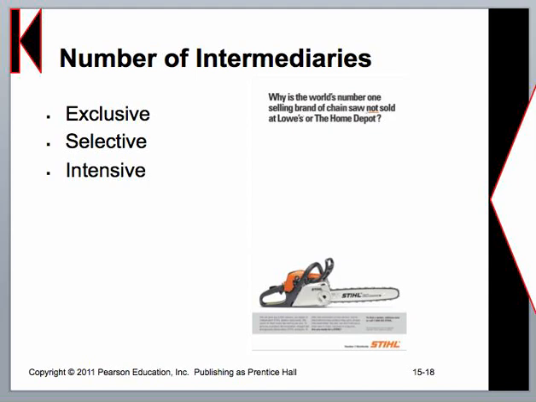So exclusive means just that. It is not that it's hard to find, but it's just limited to certain specific kinds of retailers. Like Rolex watches are in smaller, more upscale establishments, whereas Timex is everywhere. They've got more of an intensive distribution. Most products lie in the middle, as you might guess, selective. A good example of intensive is candy.